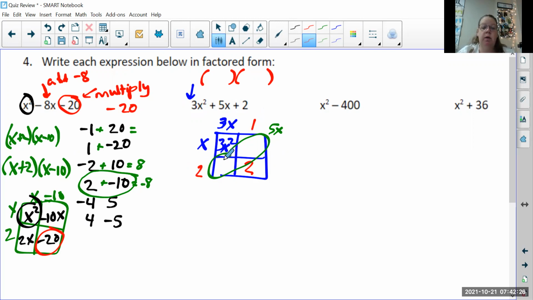So if I put 2 here and 1 here, because 2 times 1 is 2, now I need to fill out the rest of it. So 3x times 2x is 6x. X times 1 is 1x. And when I add those two up, I need to get 5x, which I don't get. So that's not the right combination.